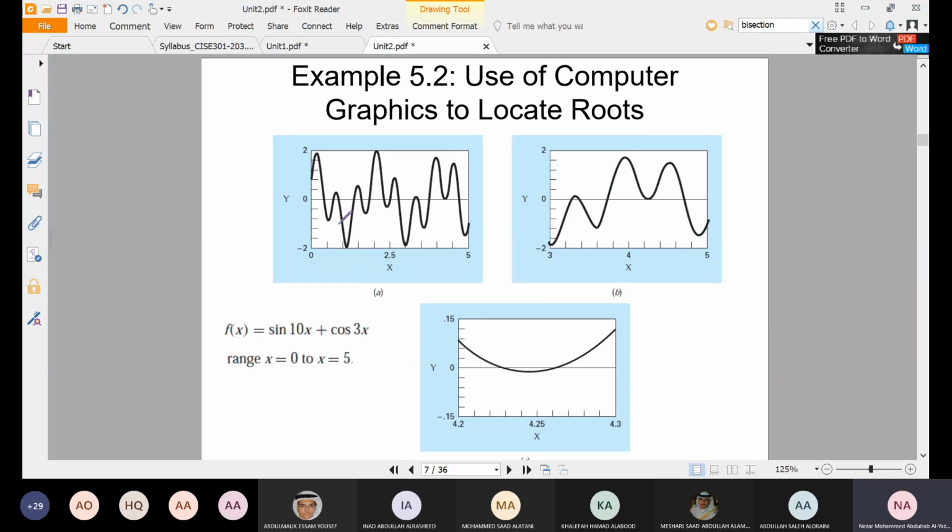Okay, so here we can see we are using the computer to plot this one. I will see we might have 12 points or more, or 20 points here, for example.